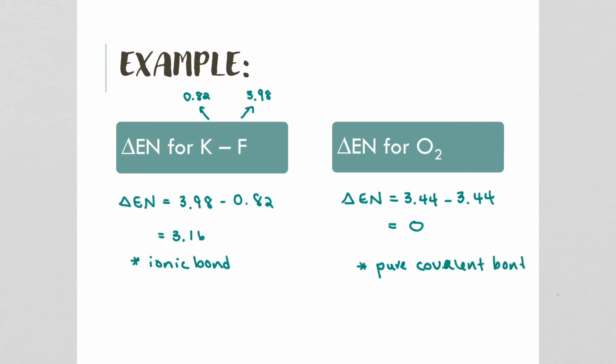And that makes sense because you're joining together two of the same atoms together, so they're going to share the electrons equally. Neither one is going to have a greater pull because of the same type of atom.